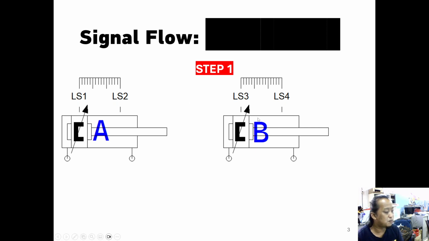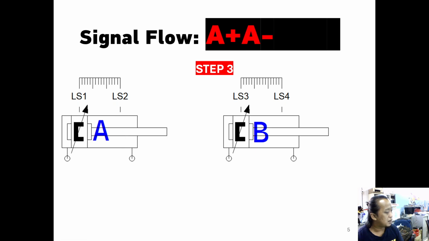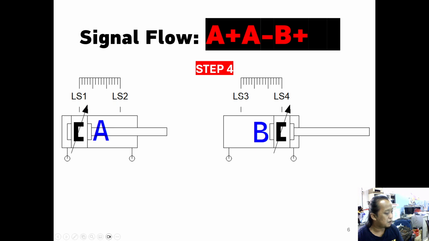And for cylinder B, we use limit switch 3 and limit switch 4. This is the initial position, like I said before. After that, the signal flow is A plus, so cylinder A moves forward, then A minus, cylinder A retracts, and B plus, step 4, cylinder B moves forward to the maximum position, and then cylinder B retracts.